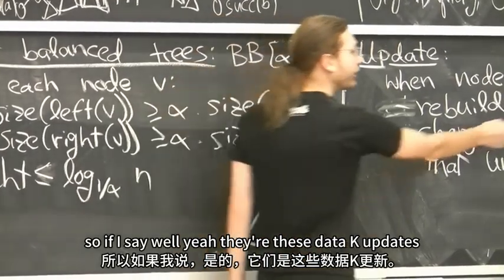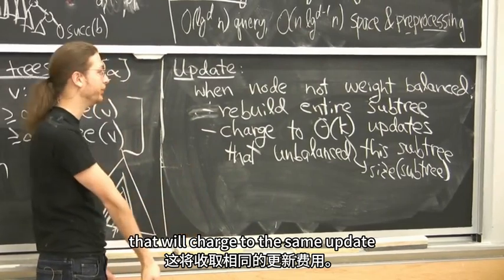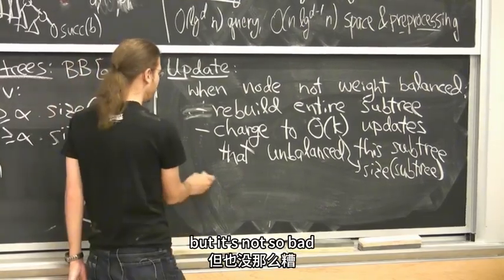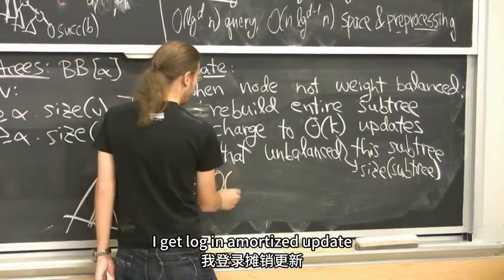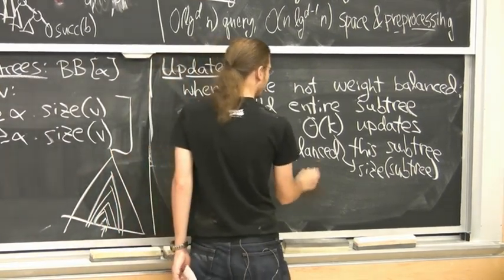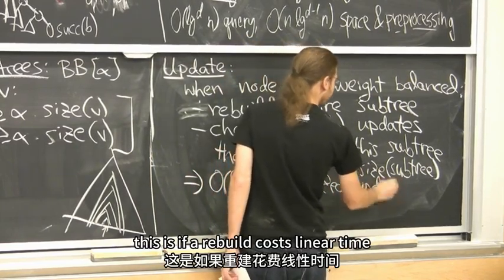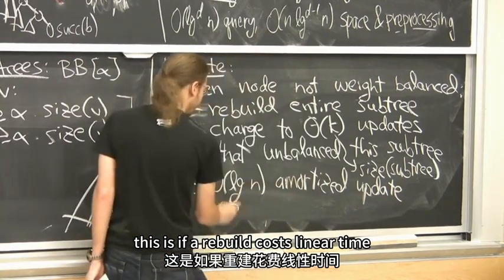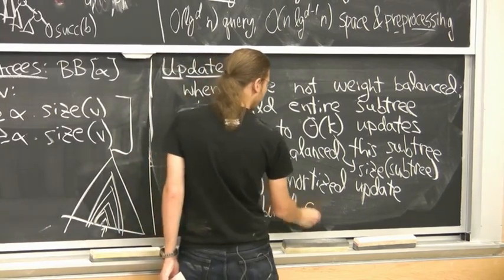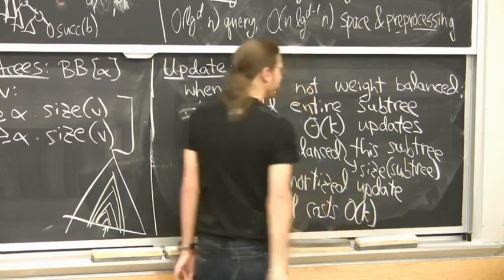So if I say, well, there are these theta k updates, but actually there are log n different subtrees that will charge to the same update. So I lose a log n factor in this amortization. But it's not so bad. I get log n amortized update. This is if a rebuild costs linear time. So this is pretty nifty.